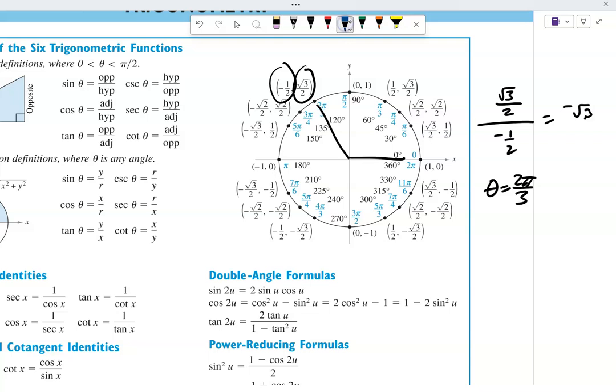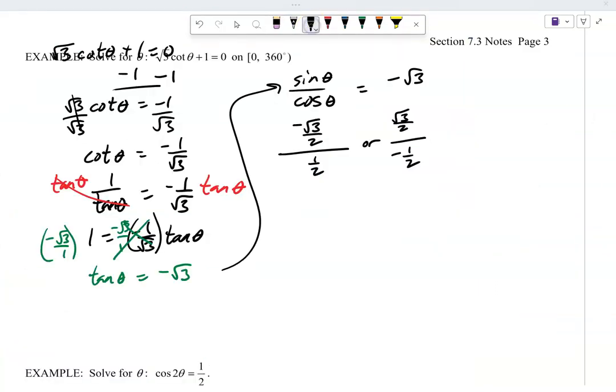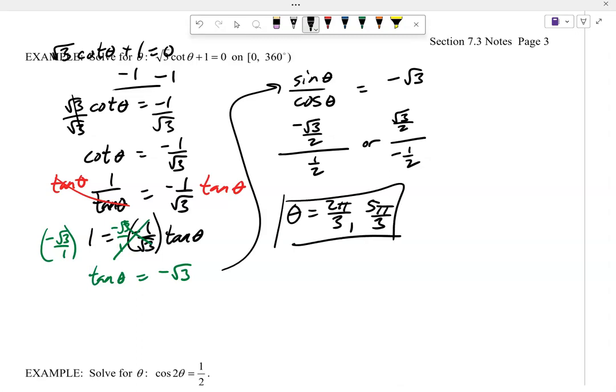And our other one would be 5 pi thirds, right? If we go over to 5 pi thirds, then the sine there is negative root 3 over 2, and the cosine is positive a half. So that also simplifies to negative root 3. So theta could be 5 pi thirds as well. So 2 pi thirds and 5 pi thirds, and those are within 0 to 2 pi.